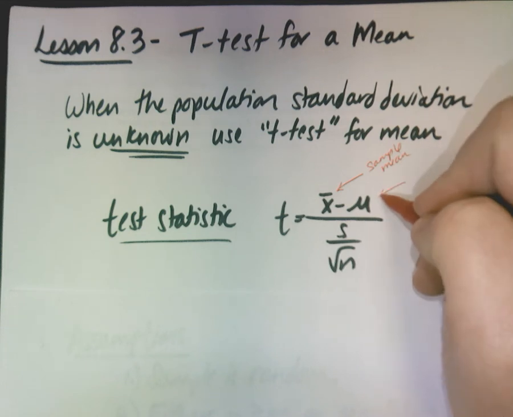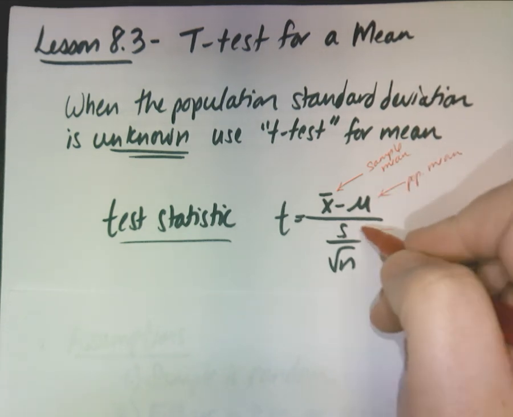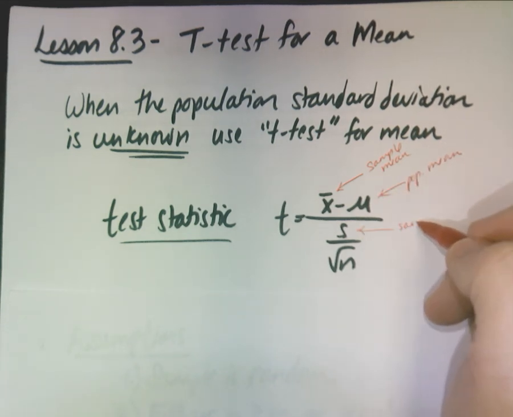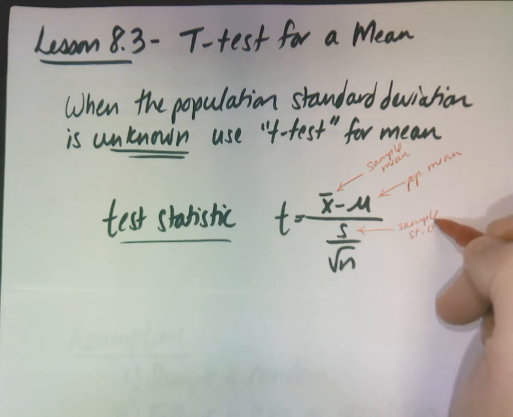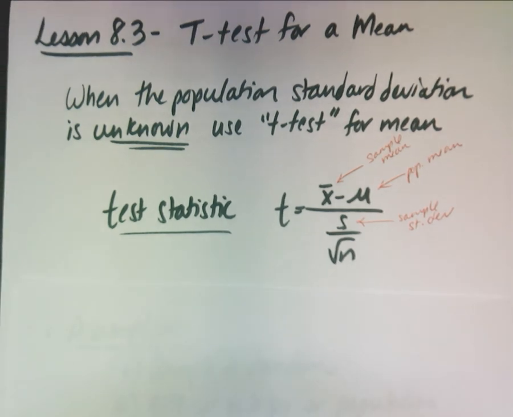This is the population mean. S is your sample standard deviation. And n, obviously, you know what that is: the number in your sample.